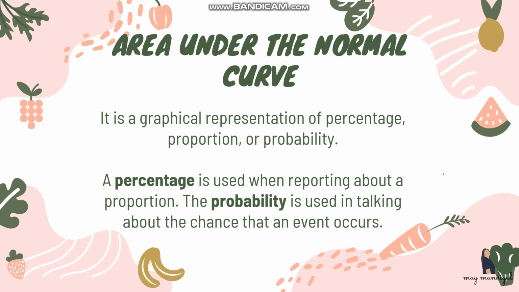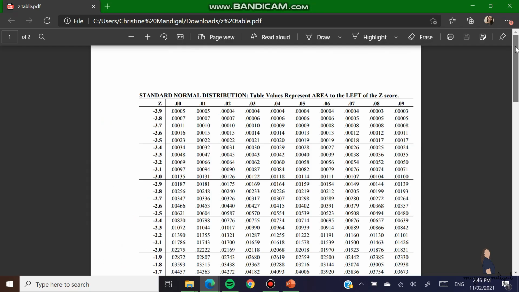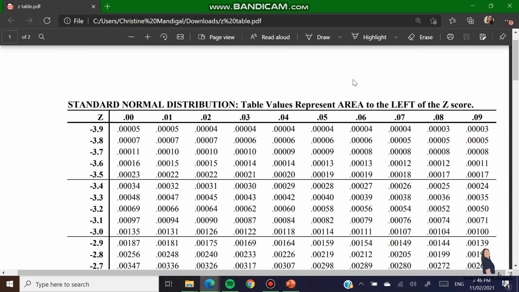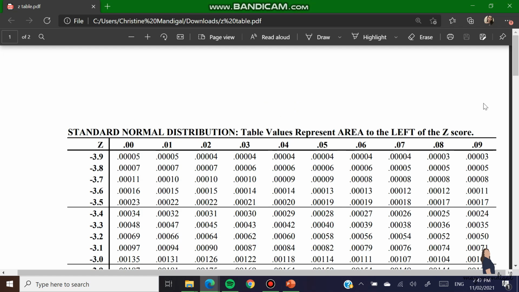For probability, it is used in talking about the chance that an event occurs. So the value that we will get in the area within our z-scores can also help us tell the probability that the scores or the data that we will get will fall under this range. Now, to solve for the areas under the normal curve, we use what we call the Z-table. This is what we use whenever we want to identify the areas under the normal curve.